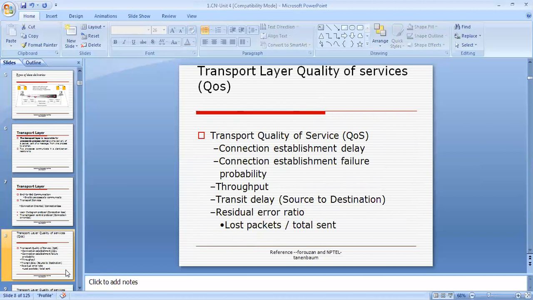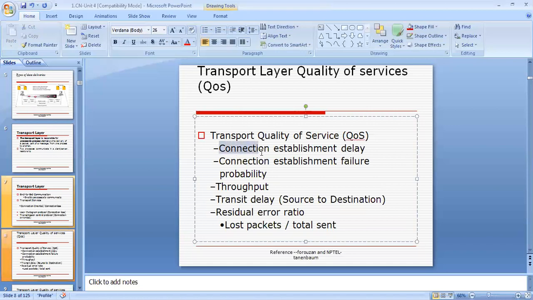Now, the transport layer has defined some quality of service parameters. When we deal with quality of service parameters, they are studied with reference to delay, failure probability or successful transmission probability, throughput, transit delay, and residual error ratio. For simplicity, we consider connection establishment delay as a quality of service parameter. The user always expects this delay to be minimum. Then connection establishment failure probability, again the user thinks it should be minimum. It means the user's requirement is a high communication probability.